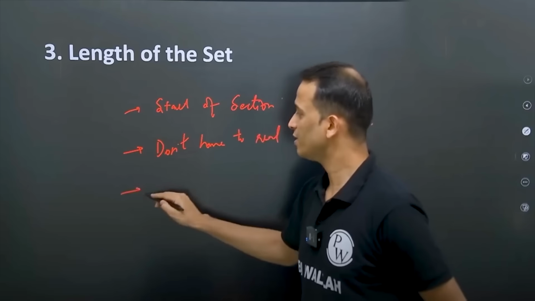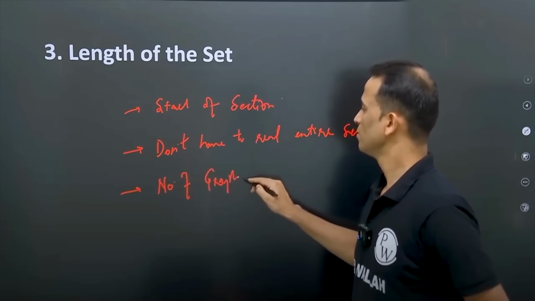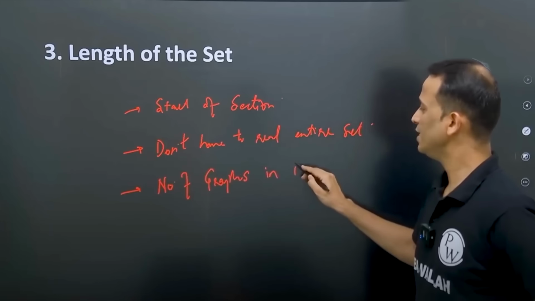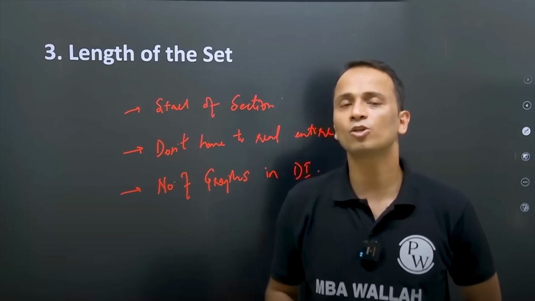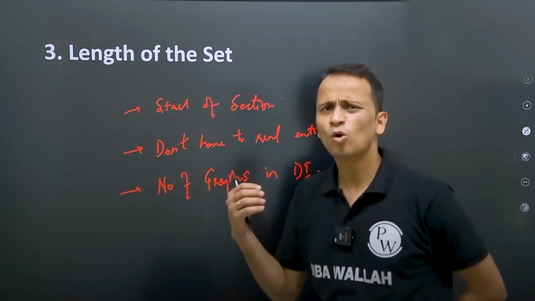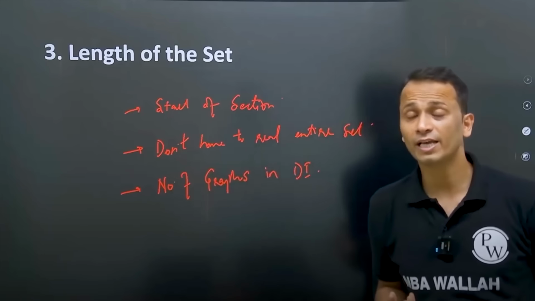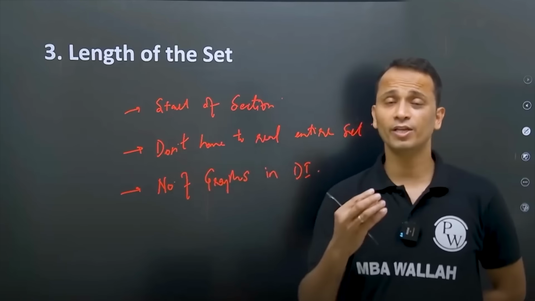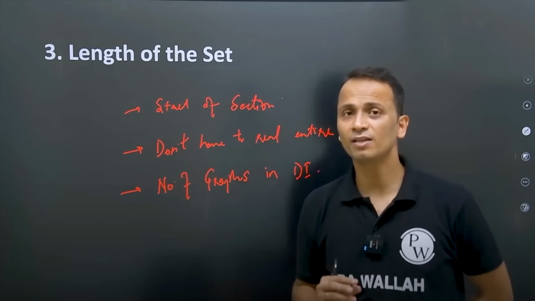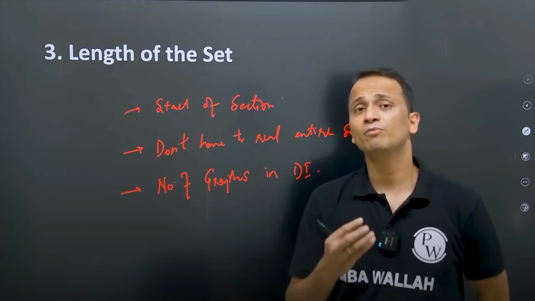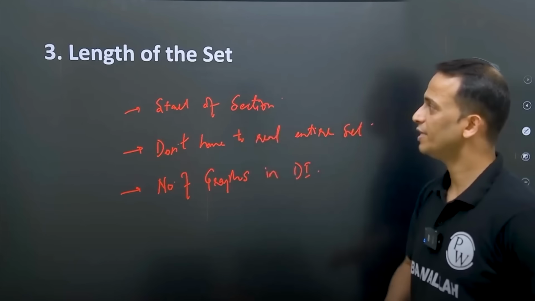Criteria like the number of graphs in a DI set. Let's say you have 3 graphs or 4 graphs, and you'll have to establish a correlation between them. Then why enter this set as the first set? Why even start your LRDI section with a set wherein you have lots of parameters, lots of data to handle, which will definitely take time for interpretation, right? Okay, so this is the third criteria.